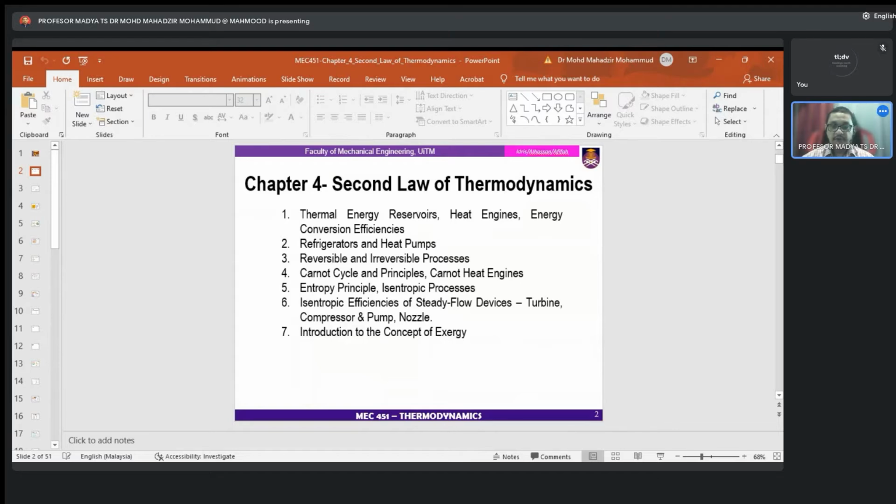So, what you must know in this chapter, actually, firstly, we will look on the meaning of entropy, definitions of entropy, then see the entropy changes, okay, entropy changes that take place during the process of pure substances, incompressible substances, and ideal gases.